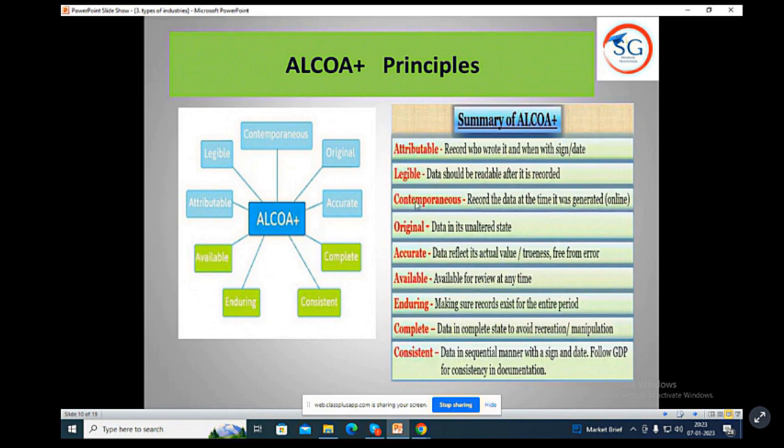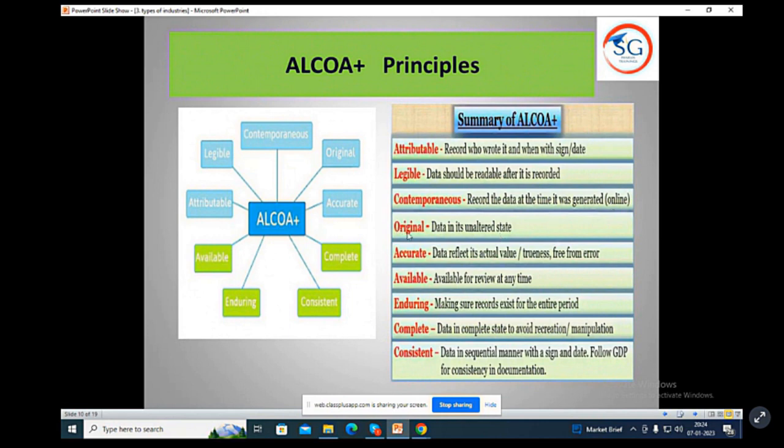Next is contemporaneous. Contemporaneous means online documentation. For suppose you have done the drying activity today, you should complete the documentation of the drying activity today only. Once you start the drying, you should mention the time in the batch manufacturing record, as at 8 o'clock drying has been started. If it has been completed at 8:10, then at 8:10 drying has been completed. So timing should be recorded contemporaneously, or online, in the batch records.